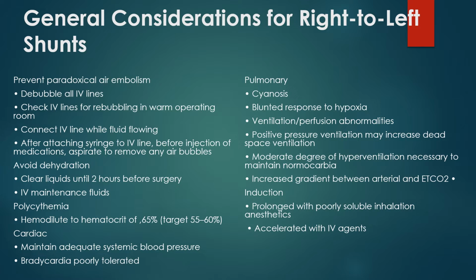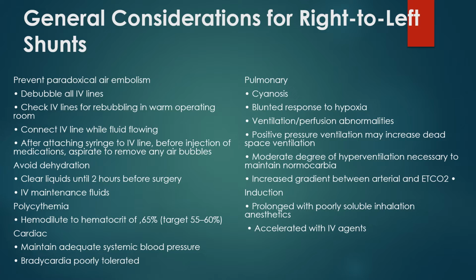But also you have to avoid dehydration, because a lot of these patients are polycythemic, and you're wanting to get the hematocrit down to 55 or 60, believe it or not, from 60 or 70. You also want to maintain an adequate systemic blood pressure, so you end up having less right to left shunt than you want. Bradycardia is very poorly tolerated in these patients.